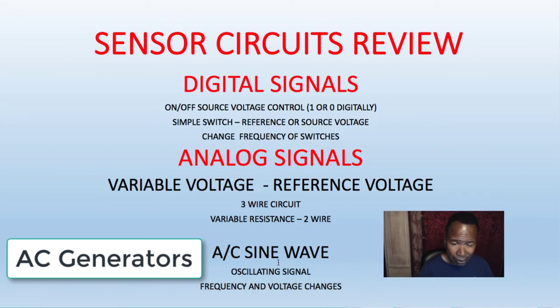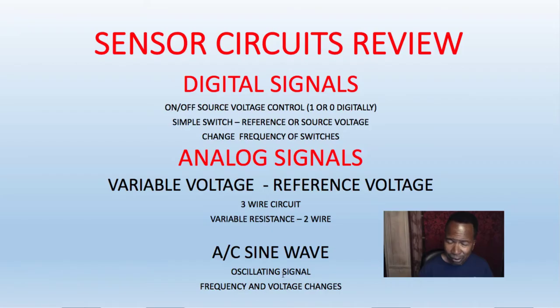AC sine wave, oscillating signal. That's usually an AC generator, like a cam or crank sensor. Those are the two most common types. A cam or crank sensor generates its own AC voltage. It does not require a reference voltage like a digital signal. It produces its own voltage. That's why they call it an AC generator. So an AC signal is an AC generator, an oscillating signal.